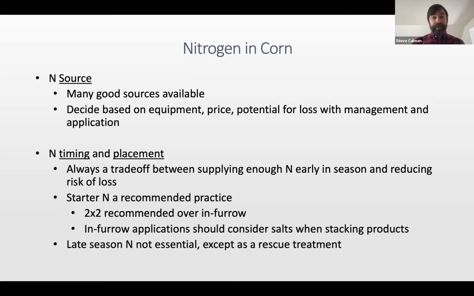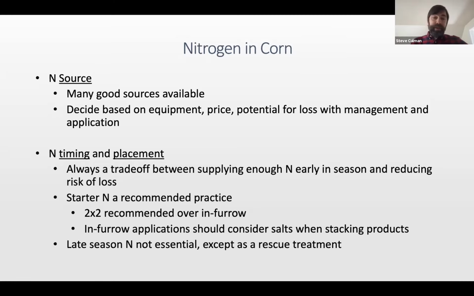And in particular with in-furrow, we caution folks to be very careful and considerate, and be conscious of salt and salt index and how much salt you're actually putting in contact with that seed, especially when you're stacking products, right? We've seen this where UAN by itself might be fine, but then you add, say, thiosol or some other high salt product, and then you've got issues. So again, in-furrow is a viable option, but we really caution people when they're doing that.